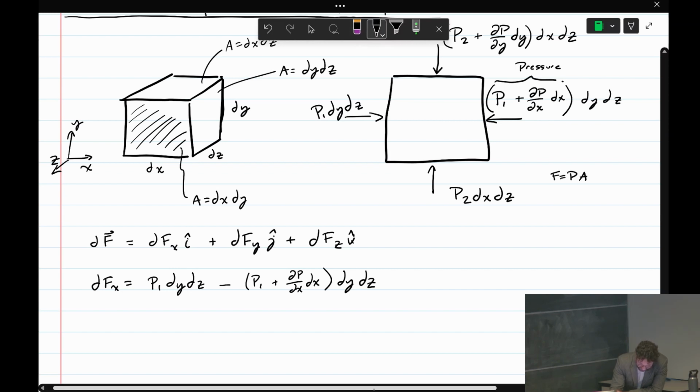So again, all of these things in the diagram are just F is PA. I find P using the partial P partial x, or partial P partial y, and I find A just from the geometry of this cube. So that's our dfx. The interesting thing here is that the P1s actually cancel. So that's negative partial P by partial x dx dy dz.